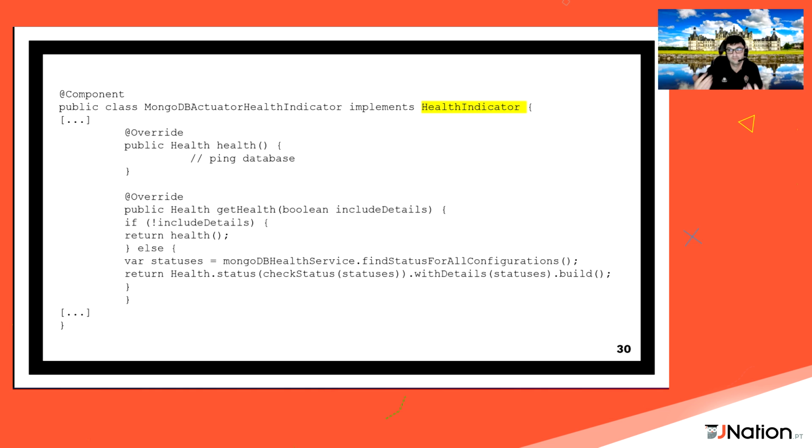You will have to create a Spring component which implements HealthIndicator. Then you will have to implement two methods, health and getHealth. In this example, I chose to override and to add a proper health indicator for MongoDB because we had, how could I say, a complex configuration of MongoDB. So we had to implement a proper health indicator for MongoDB, but it's really easy to do that.